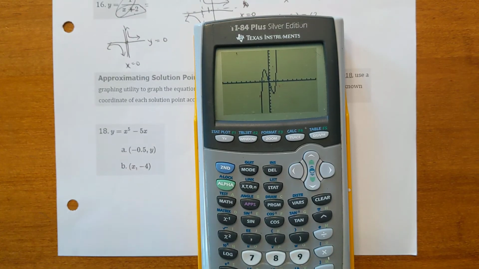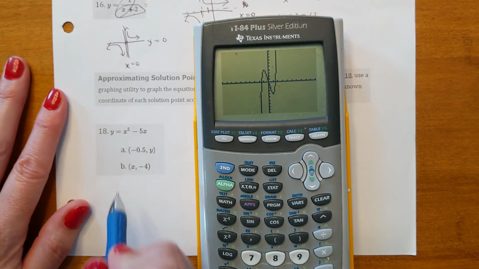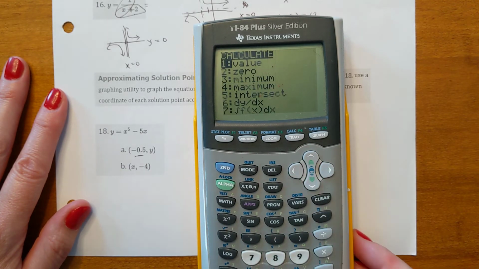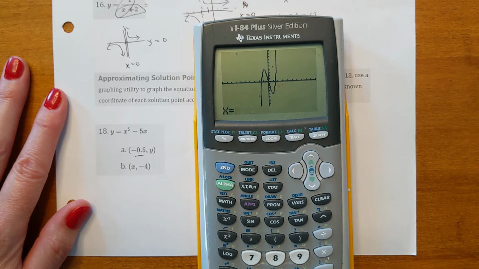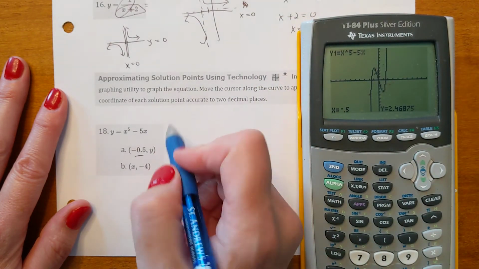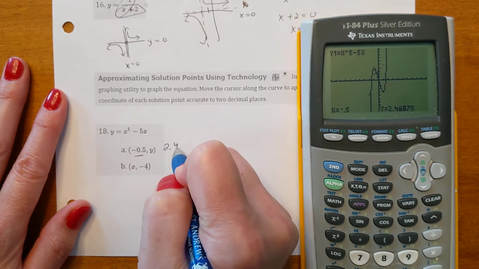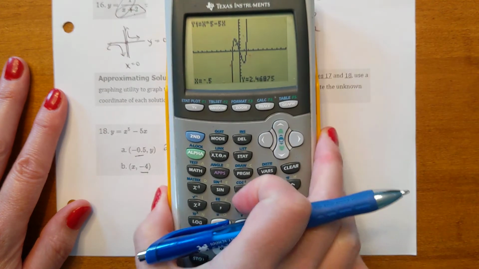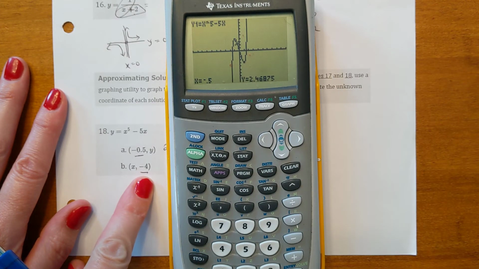I'd really rather not trace it. Tracing can be a pain. I'd rather put the value in. So second, calculate, value, hit enter, -0.5, and that gives me 2.468. So to 2 decimal places, y would be 2.47. Okay, next they want to know, how about when y is equal to -4?